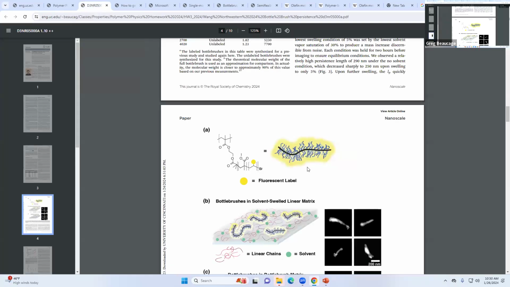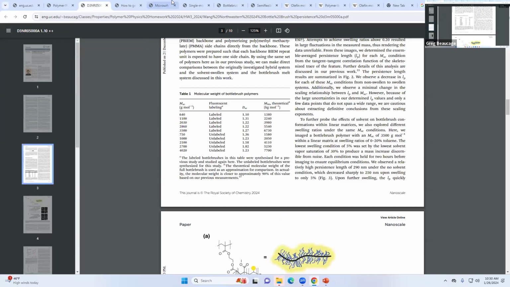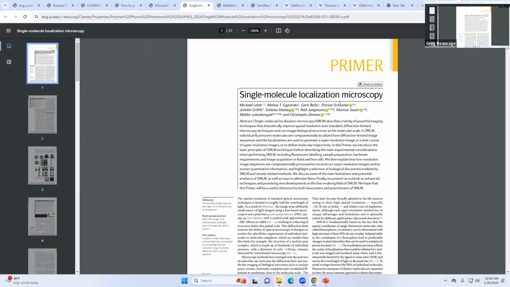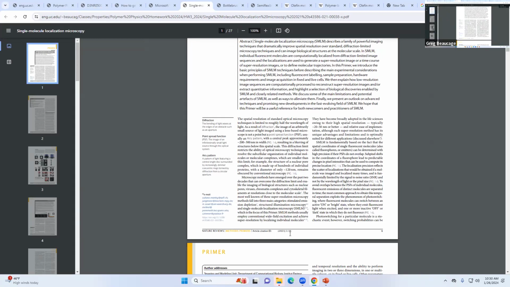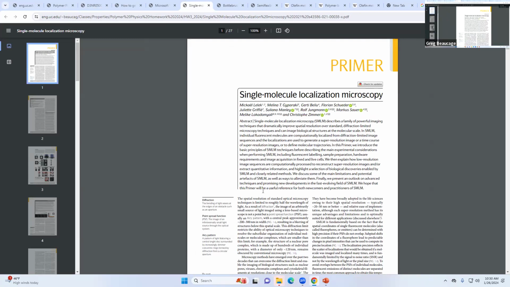So anyway, that's not what this is about, though. He's using this thing called single molecule localized microscopy to get the persistence length, right? So this is a Nature paper from 2021. This is basically take a molecule, long chain molecule, tag it with fluorescent groups, and then using computer analysis, you can recreate nanoscale images.